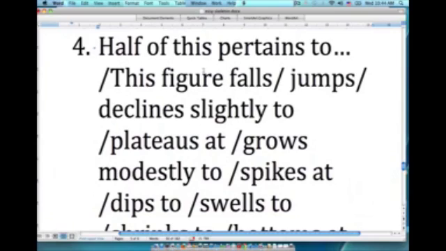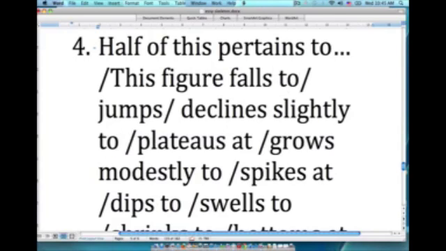Okay, half of this pertains to, which we will use here, or maybe, depending on what you're talking about, you might use phrases like, this figure falls, and all of these should be followed by to. This figure falls to 6%. This figure falls to whatever it is, 30%, or 3,000 people, or depending on what you're looking at. This figure jumps to. This figure declines slightly to. This figure plateaus at.